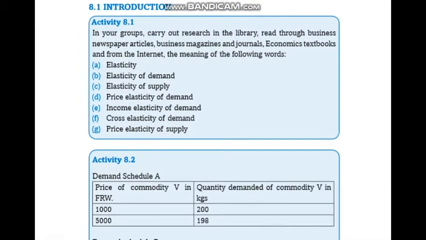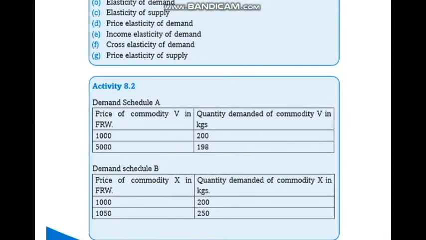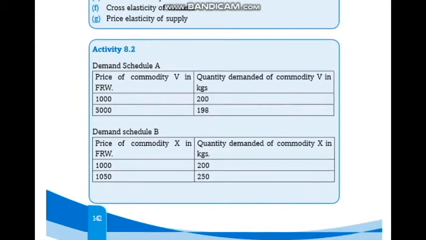Introduction now. So in your groups, carry out research in the library, read through business newspaper articles, business magazines and journals, economics textbooks, and from the internet the meaning of the following words. What is elasticity? Elasticity of demand, elasticity of supply, price elasticity of demand, income elasticity of demand, cross elasticity of demand, price elasticity of supply.